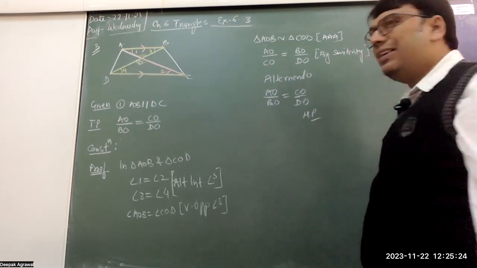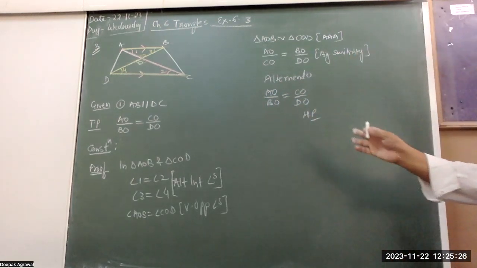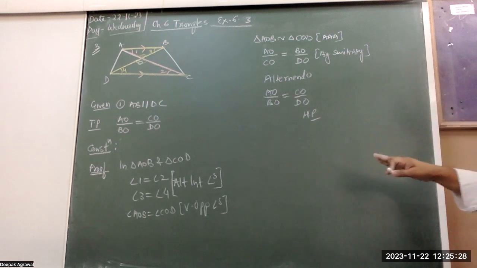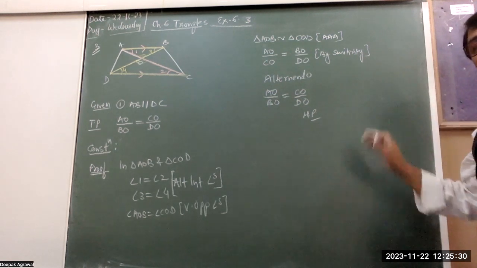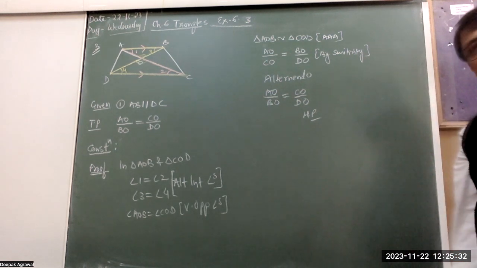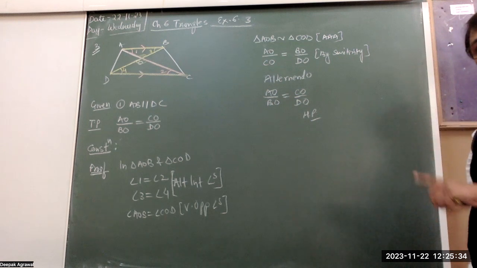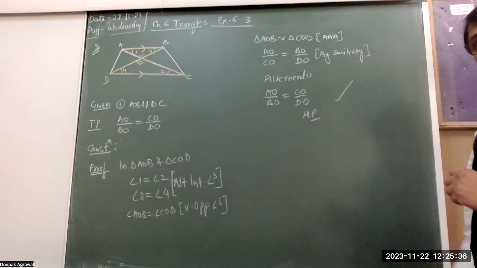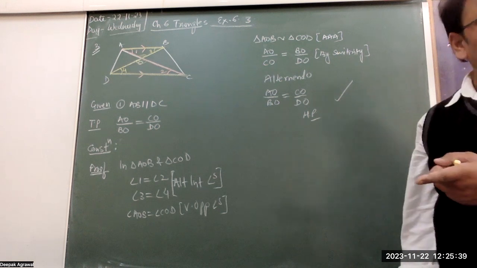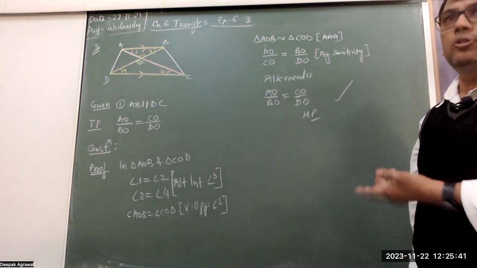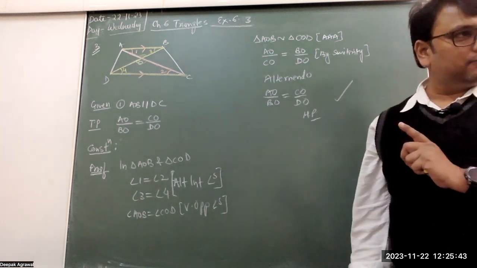This becomes a quite easy method as compared to the previous one, but the previous one was using BPT and this is using similarity. So if the question doesn't say anything, then you have to go by this method. And if the question specifies that using BPT, then you have no choice but to go with the first one.